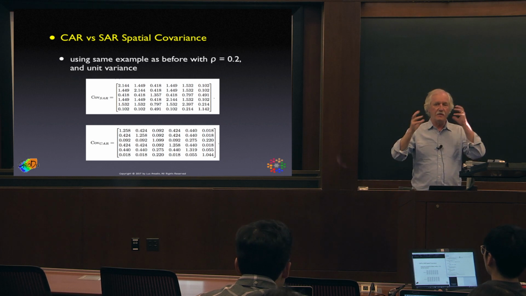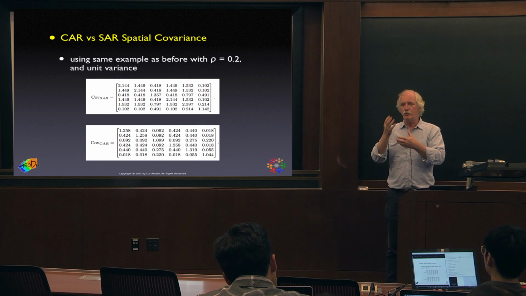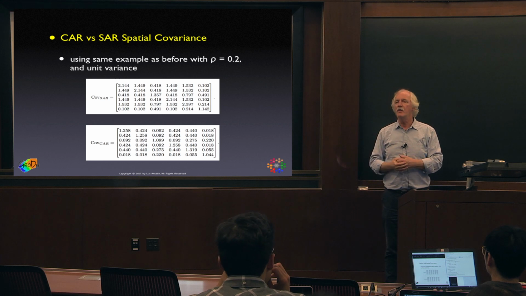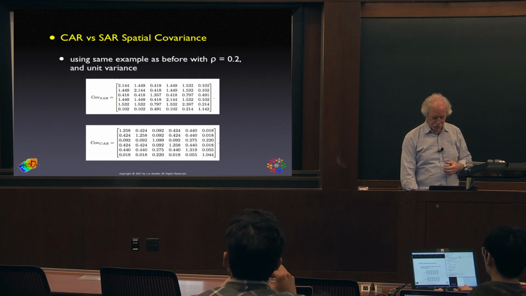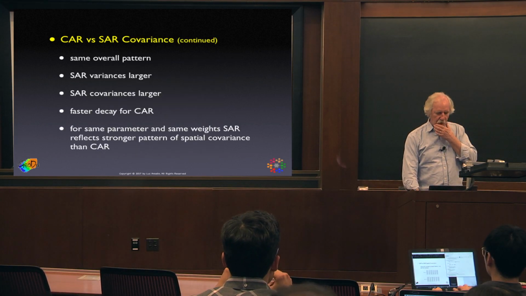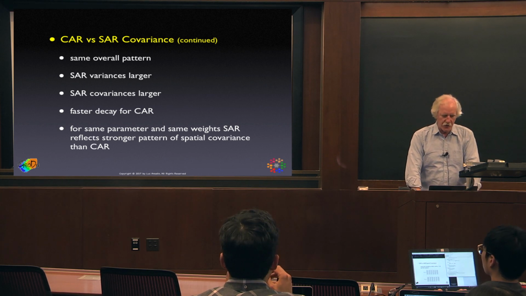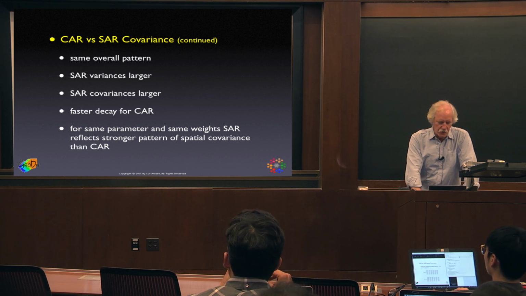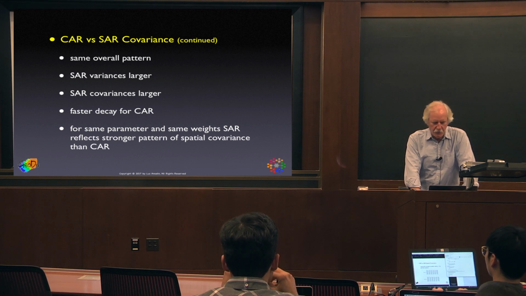Right. So that's kind of something you have to get used to, this disconnect between the specification of the model as you write it out and then the resulting variance-covariance structure, which typically is much more complicated. So just to summarize, same overall pattern. SAR variance is larger, covariance is larger, there is a faster decay for the CAR model. The range is not as large. So everything else being the same parameters, same weights, SAR reflects a stronger parameter, just what I mentioned before.